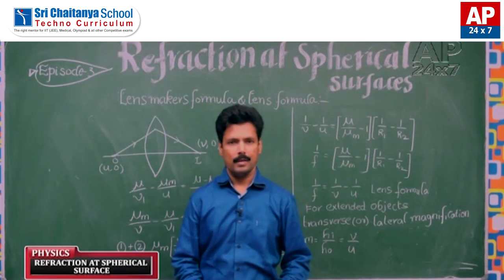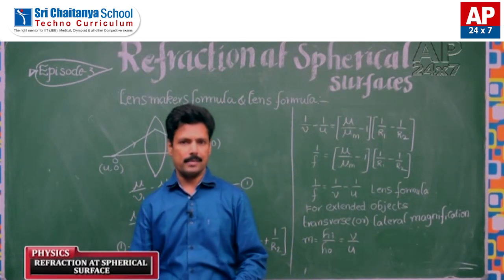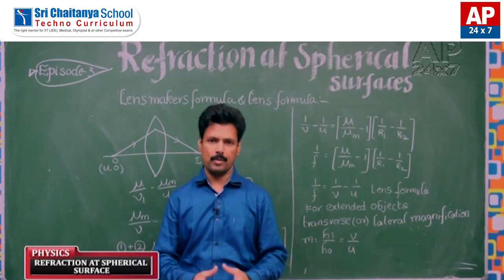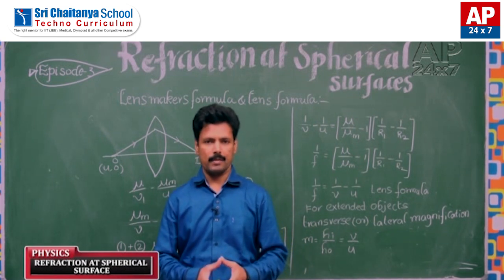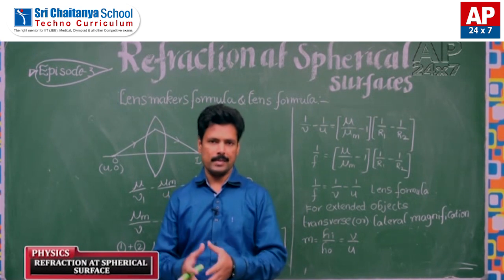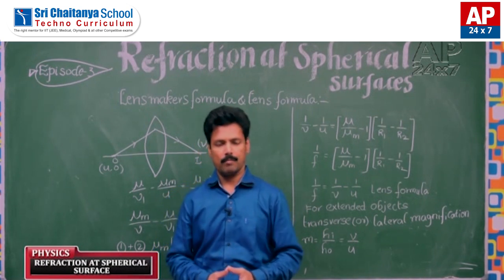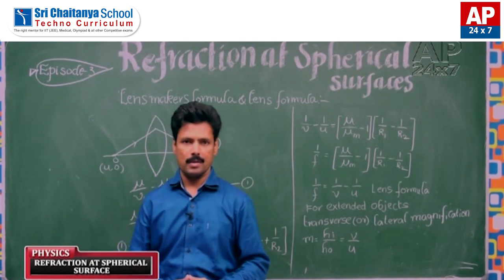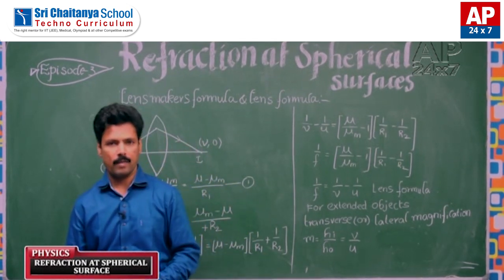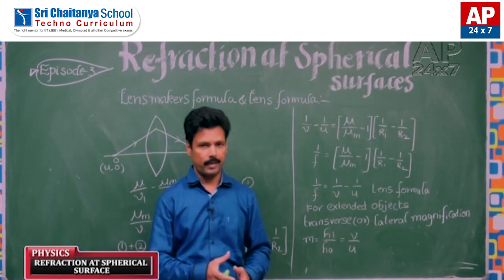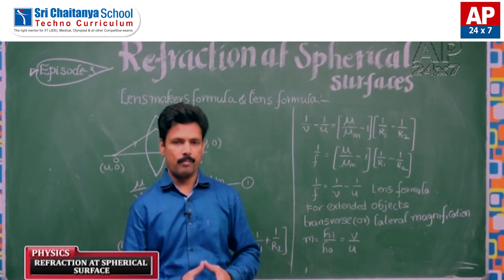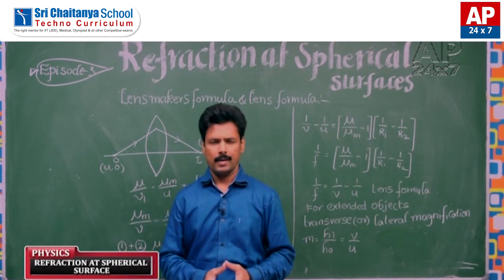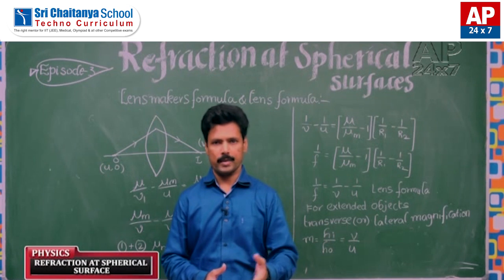Hi students, in episode 2 we have discussed lenses. Let us discuss briefly what we discussed in the last episode. We have discussed different types of lenses like biconvex lens, biconcave lens, plano-convex lens, plano-concave lens, concavo-convex lens, convexo-concave lens. And we discussed one important point: if a lens is given, how to decide whether the lens is convex or concave.